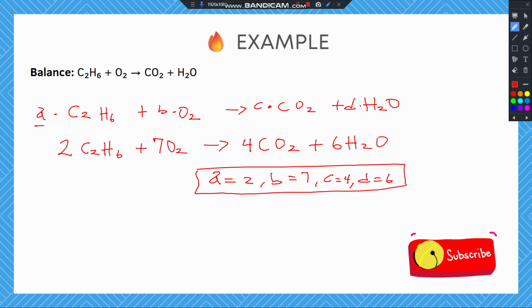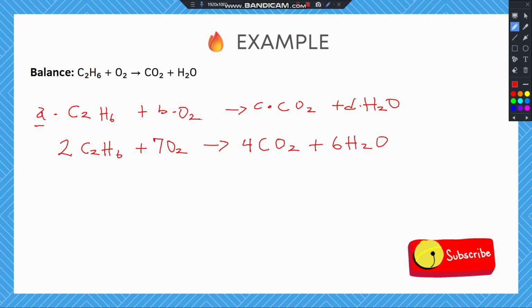Now we can do a final check to see if the number of atoms of each element on both sides are balanced. So let's do that very quickly. The first element that we have is carbon. Okay, so carbon on the left hand side, you can see over here, it has a subscript of 2, and then it has a coefficient of 2 over here. 2 multiplied by 2 gives us 4 on the left hand side. On the right hand side, you can see carbon over here having the coefficient of 4. So 4 on both sides means carbon is balanced.